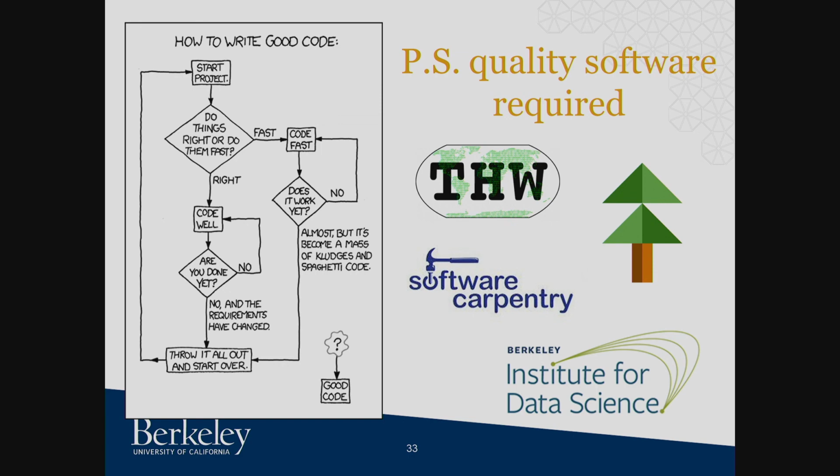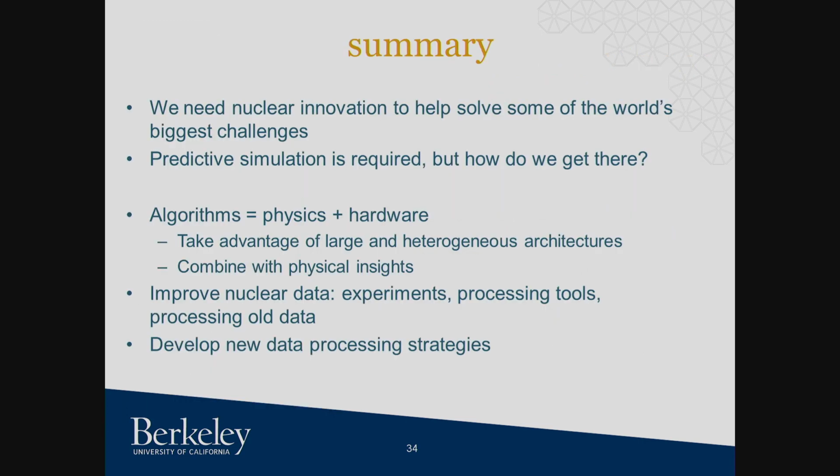There are lots of tools to try to make good software, and I get involved with those on campus. So we need nuclear innovation to help solve some of the world's biggest challenges, and predictive simulation is required. How do we get there? So using new hardware, whether we like it or not, and using the physics of our problems to inform algorithms in combination can make useful and new tools. We need to continue to improve nuclear data, and I'm really excited that there's finally a new generation of people who are thinking about this in a more excited way. And we need to think about new data processing strategies.